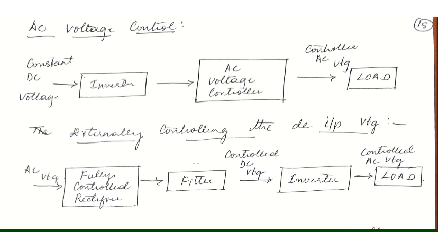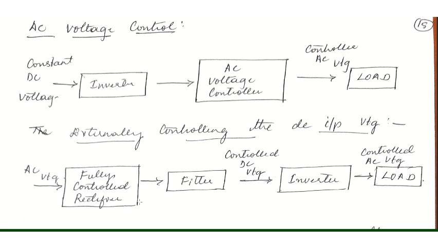Now, externally controlling the DC input voltage, look at the block diagram. Again, this is a generalized block diagram here. If you are controlling the DC input voltage of the inverter, observe the blocks here. Say you have an AC voltage, right? That AC voltage you are feeding to a fully controlled rectifier. In this controlled rectifier, you have power semiconductor devices, wherein by controlling the firing angle, you can control the output, right? So you'll be getting a controlled rectifier output, which will be a pulsating DC.